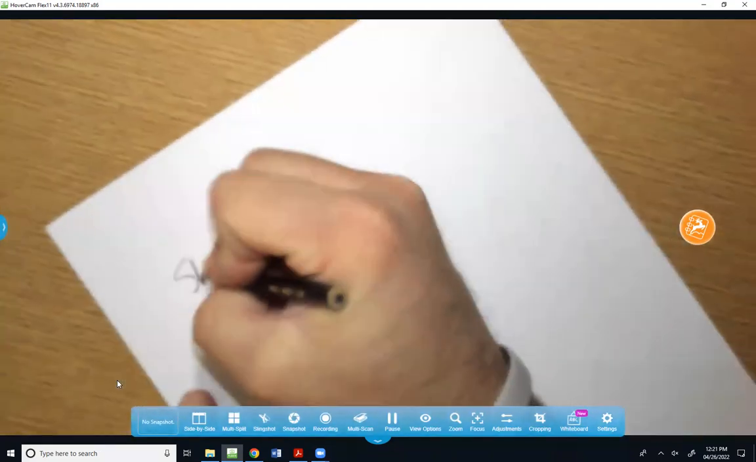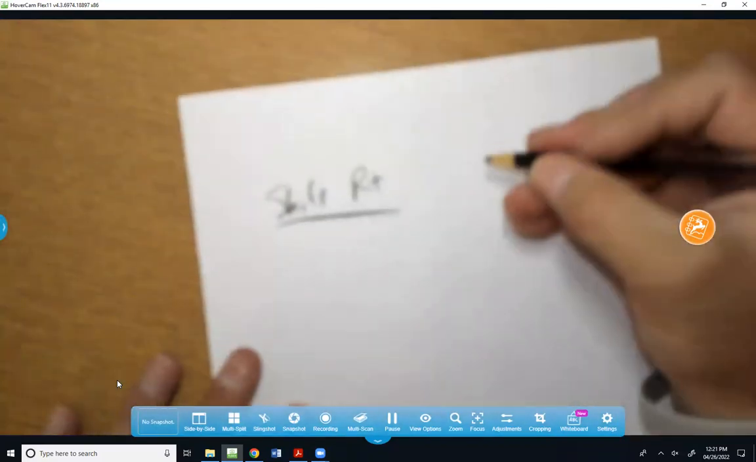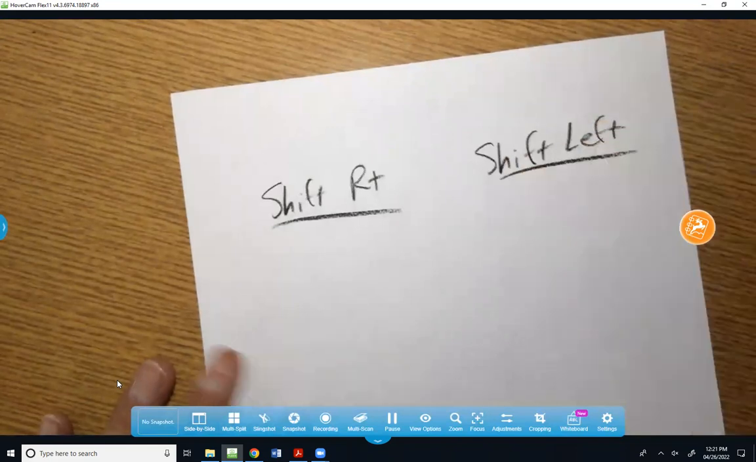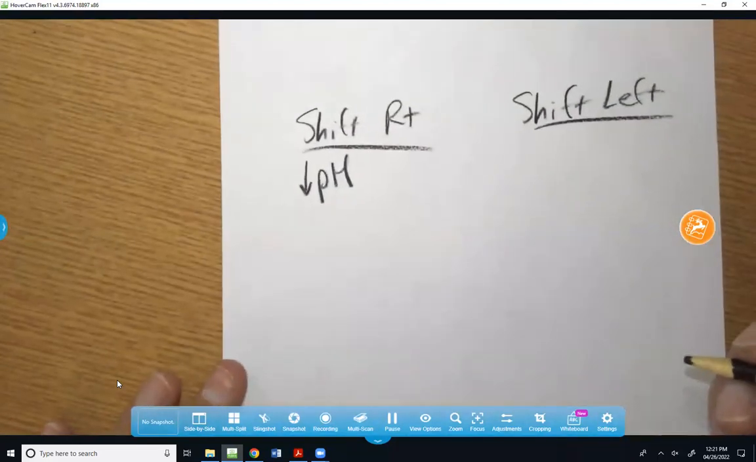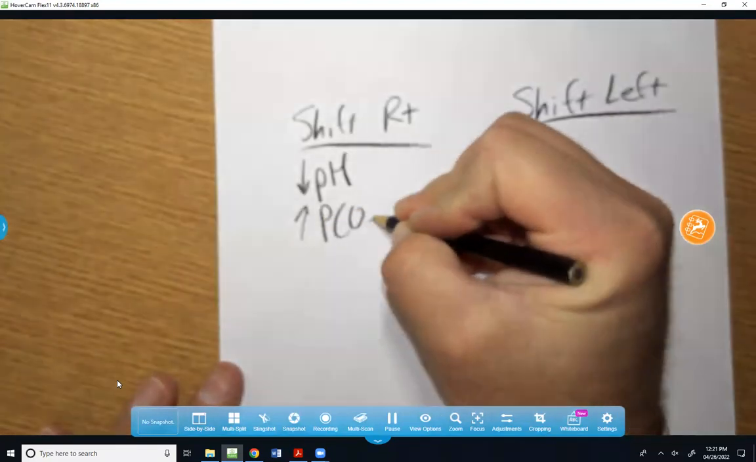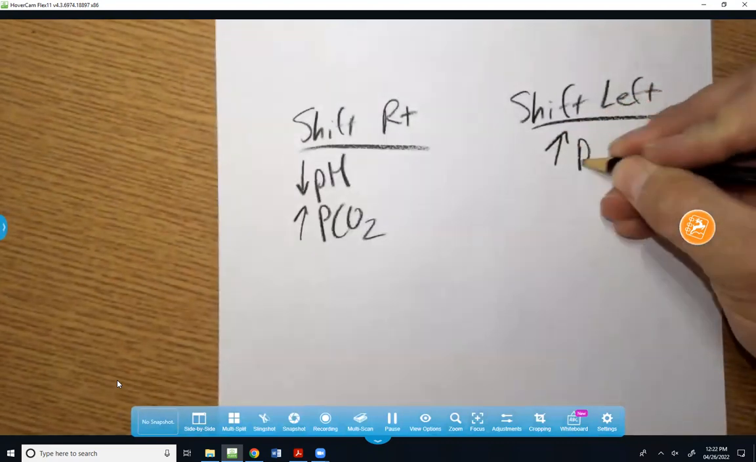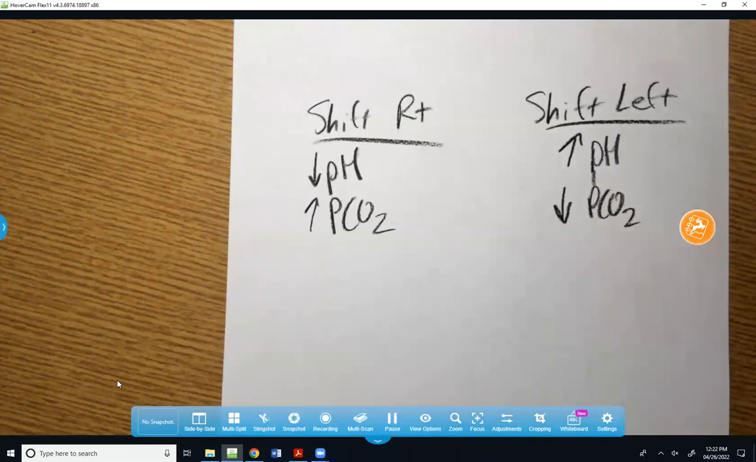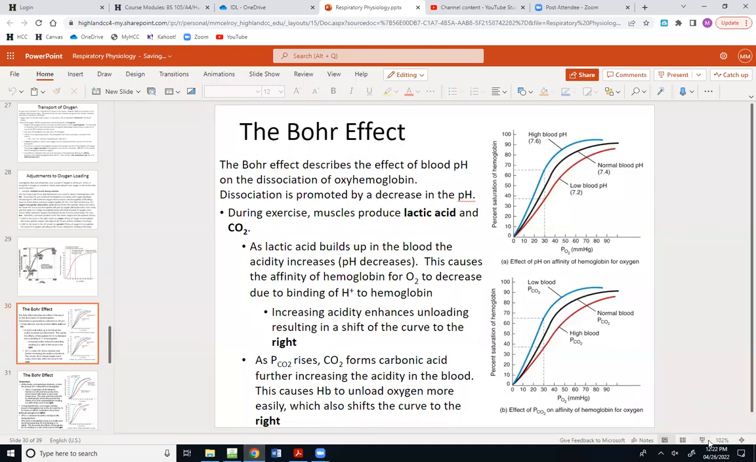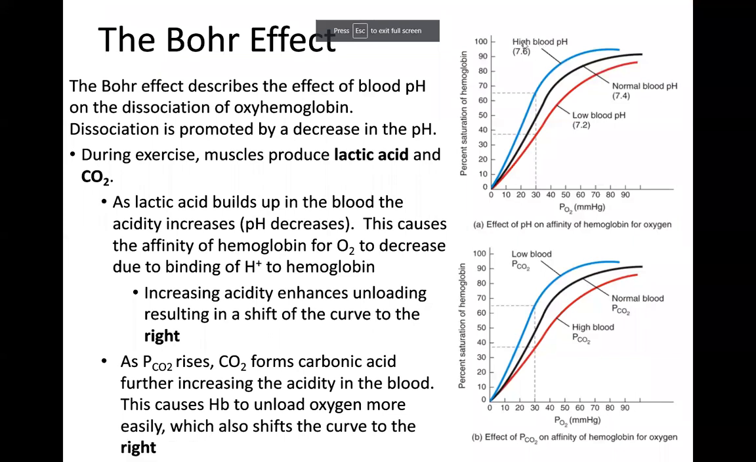Things that will shift us to the right, shift to the left. Anything that shifts us to the right could be a drop in blood pH, an increase in PCO2, and then the reverse is true for shifting us to the left. And that's visible there with the blue lines. Shift left, like what happens if your pH goes up in the blood, means we are more saturated, but we unload less. Same thing happens if our blood PCO2 levels drop.